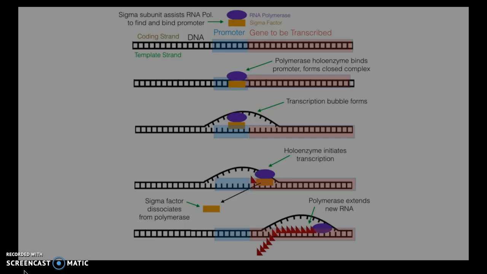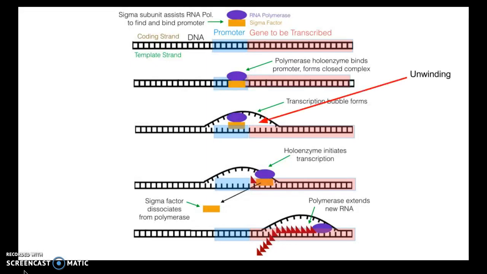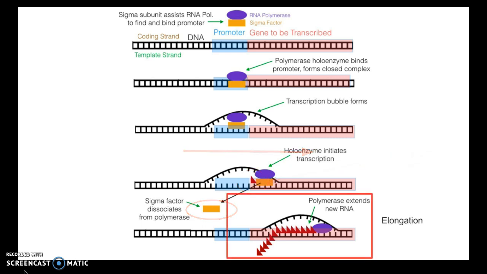The holoenzyme then unwinds the DNA via its helicase activity, and a complementary rNTP forms the first hydrogen bond to the first base at the transcription start site. As the RNA polymerase leaves the promoter region, the sigma factor releases and transcription enters stage 2, elongation.